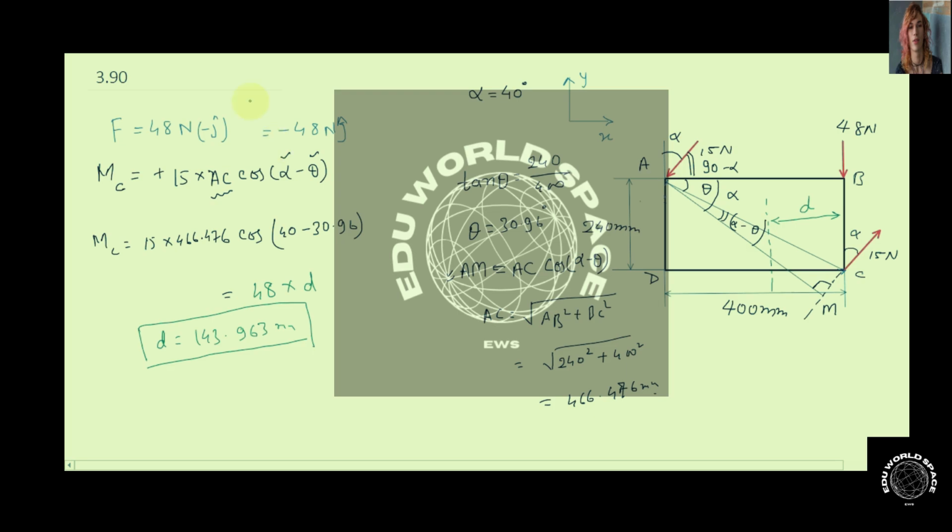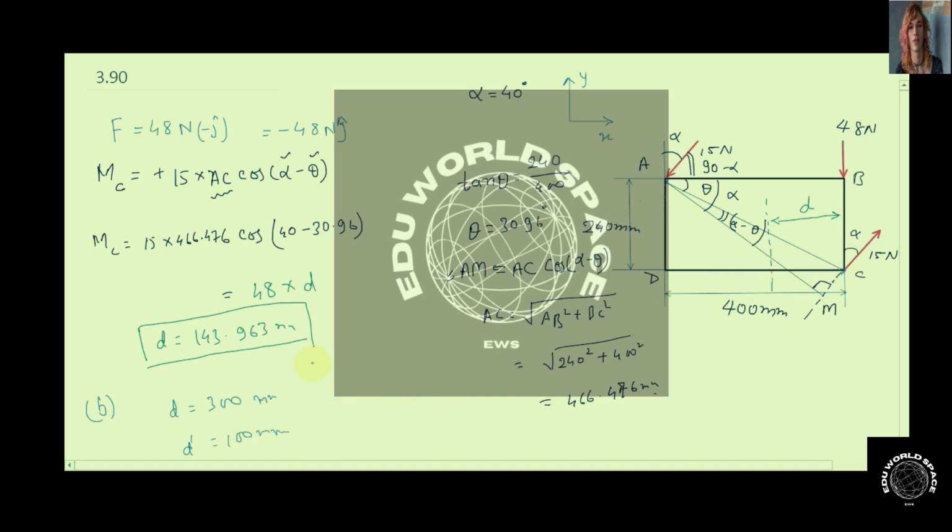Now in the second part, they have already given the line of action of the equivalent force, and that is mentioned in the problem to be 300 mm from point D. So from point C it will be, let's say, D dash, and D dash will be 100 mm since the entire distance is 400. So in the second part, they have given this distance as 300, so the distance from point C will be 100 mm.